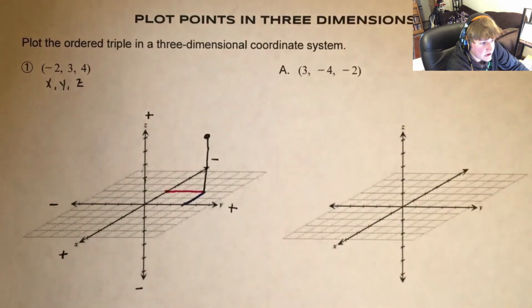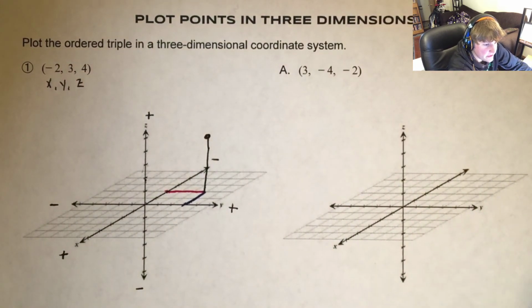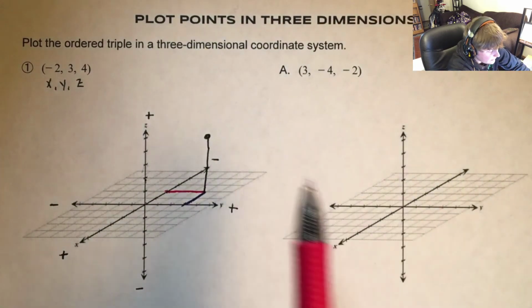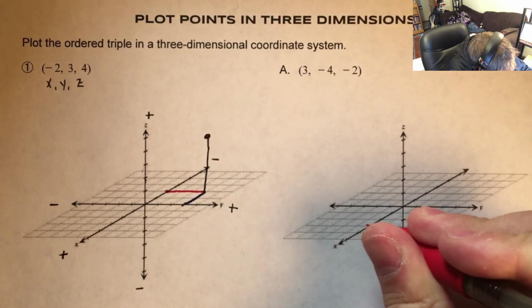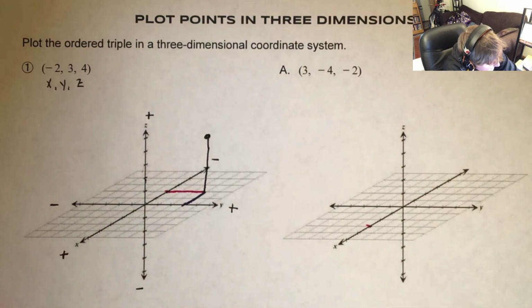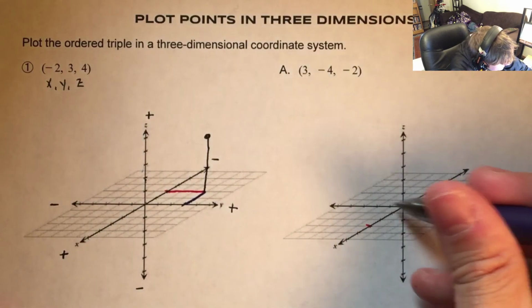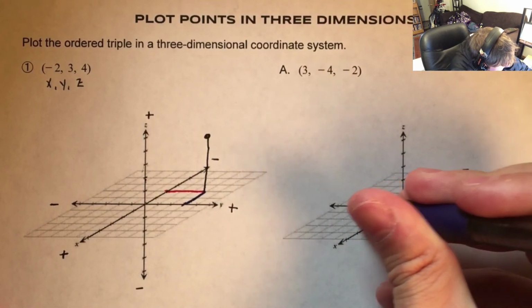Okay, so I'm assuming that we've paused the video. You're just trying to see how you did. Okay, so let's go to X value 3. X value 3. 1, 2, 3. That's right about here. Okay, Y value -4. So -4 is going to be off to the left. So 1, 2, 3, 4.